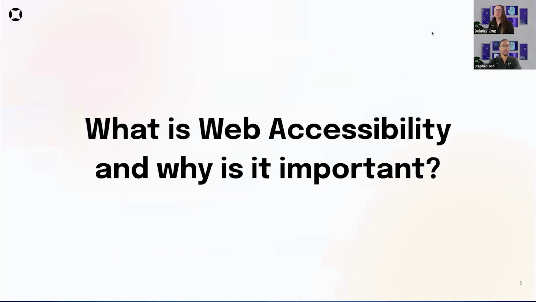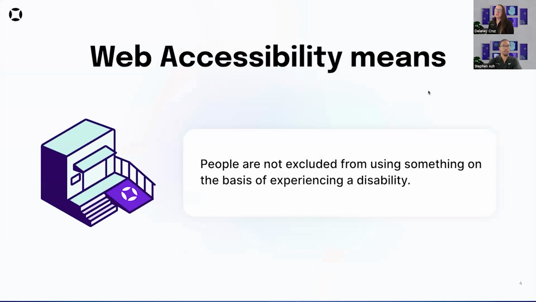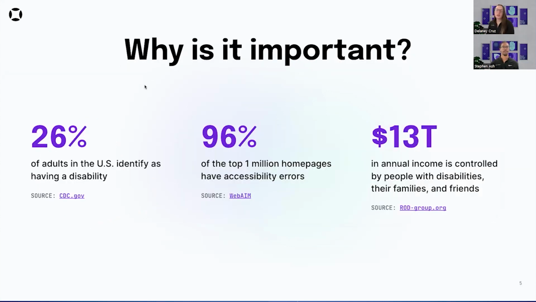So what is web accessibility and why is it important? What does web accessibility mean? Web accessibility means that people are not excluded from using something on the basis of experiencing a disability. So a good analogy that we tend to utilize is that web accessibility is essentially like the ramps and rails of the digital world. So similarly to where we often experience ramps and rails existing in a brick and mortar situation, ensuring that we have web accessibility best practices in place helps to ensure that individuals utilizing assistive technology have equal access to the web, similarly to what ramps and rails provide for them in a brick and mortar situation.